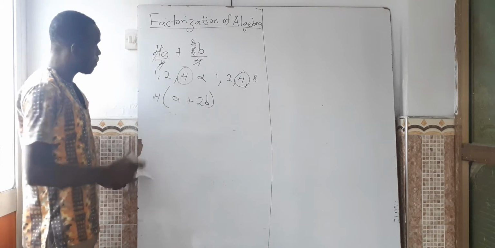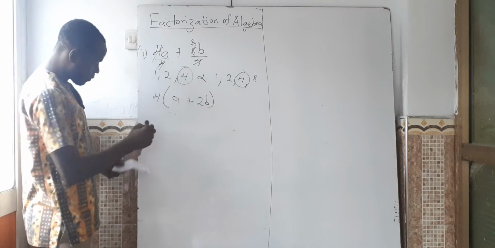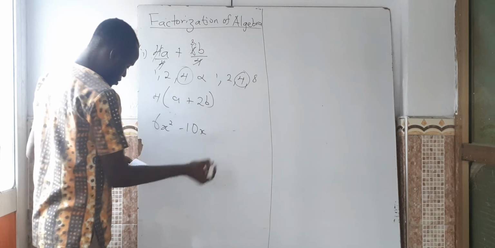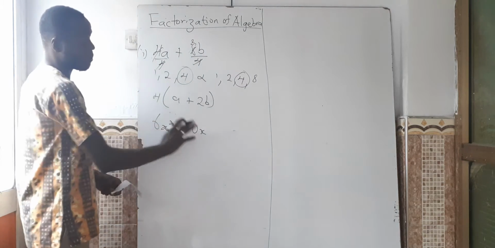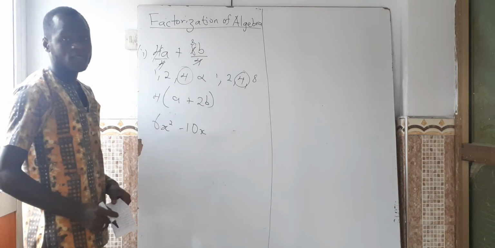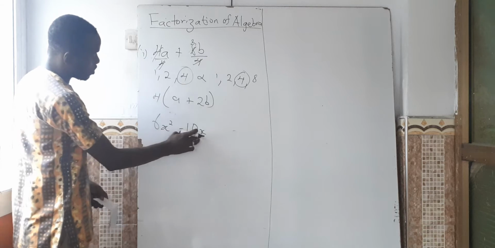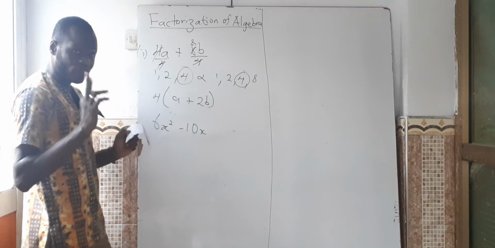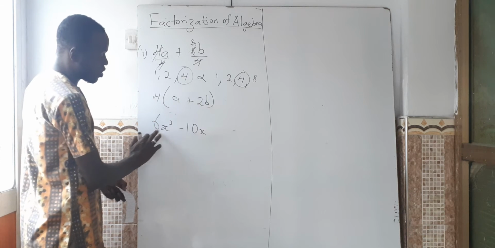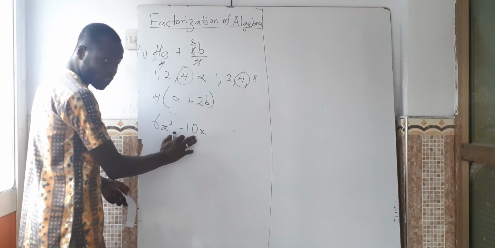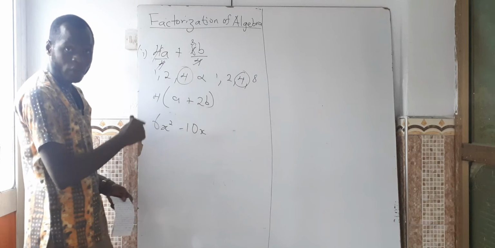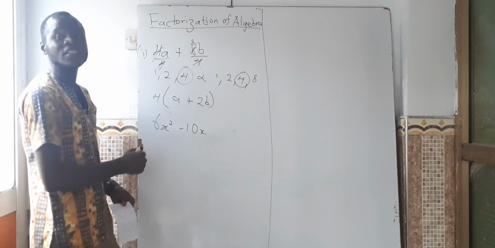factorization of algebra. Another example could be 6x squared minus 10x. This one is also a binomial because it has two terms separated by a negative sign, or minus sign. So when you look through these two terms, we have two different kinds of factors, a number and then a variable. This number has factors which can be found if you list the factors of 10. The same way, we have x here and we have x here.